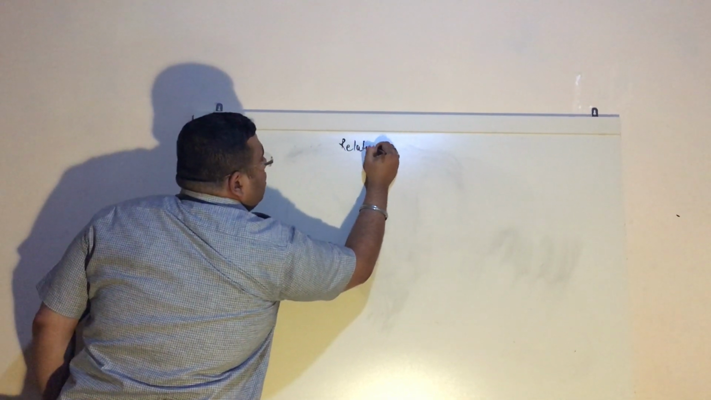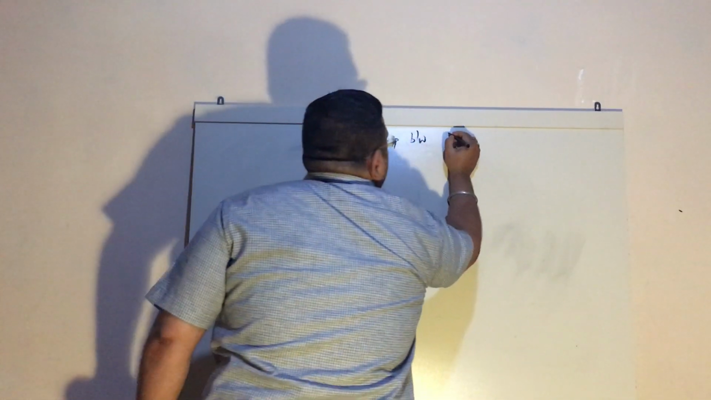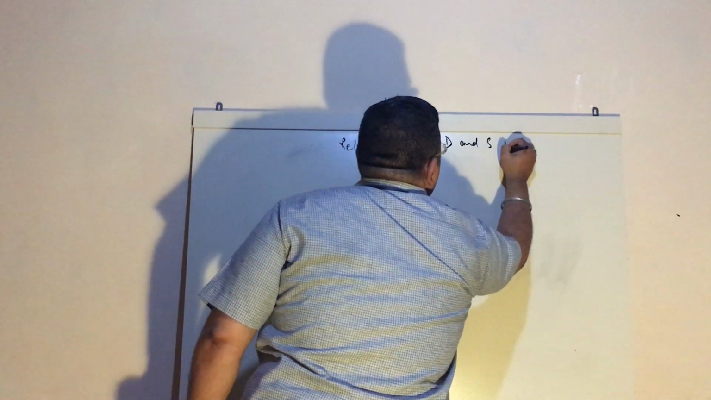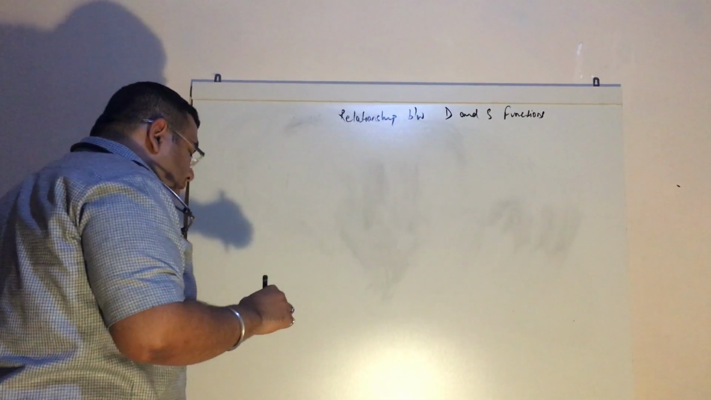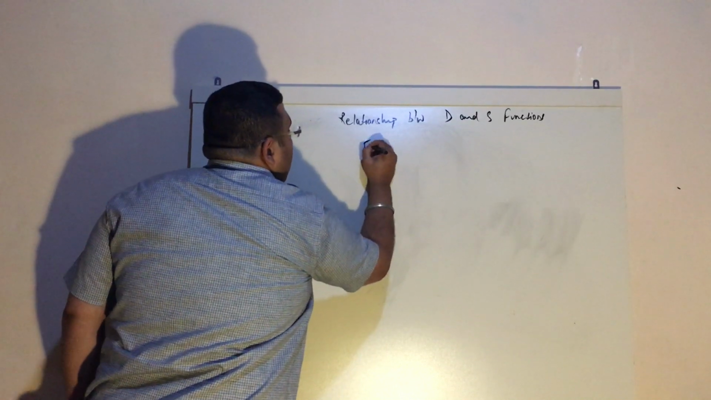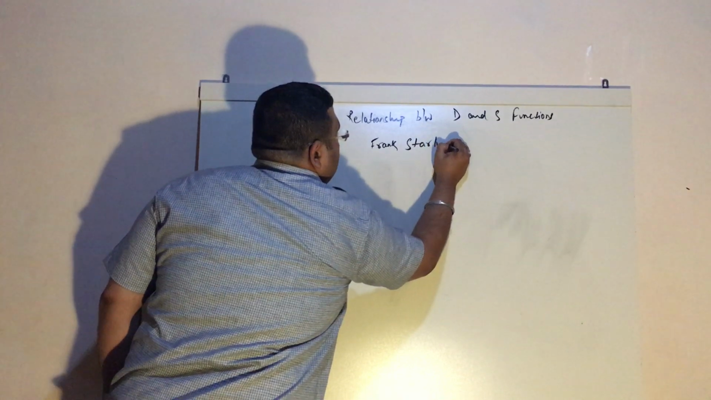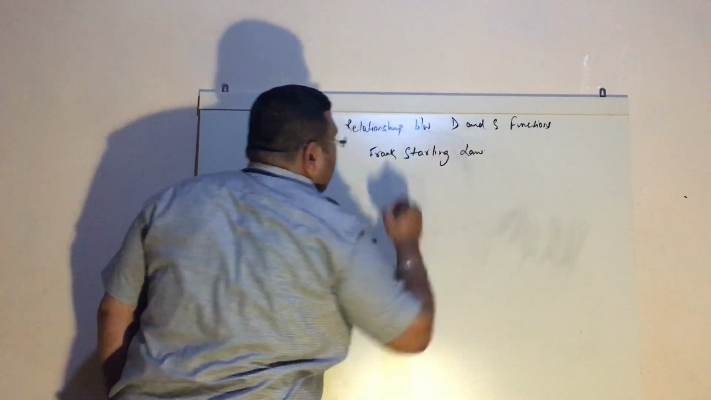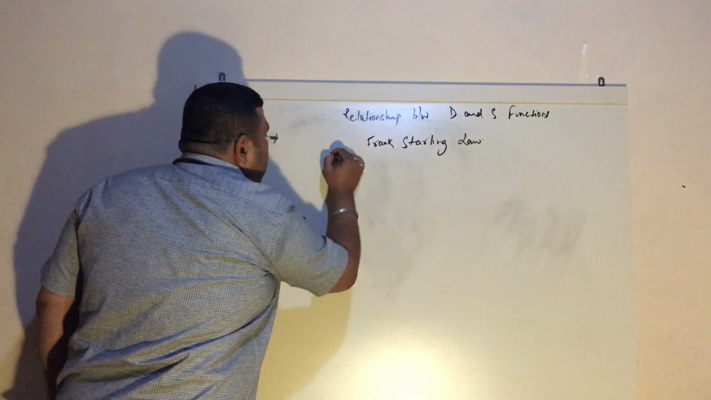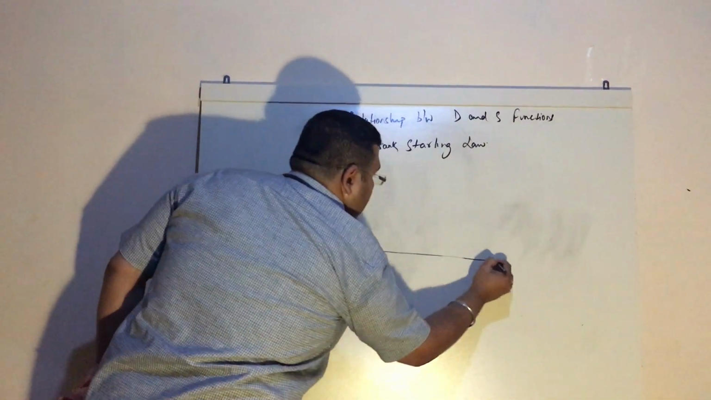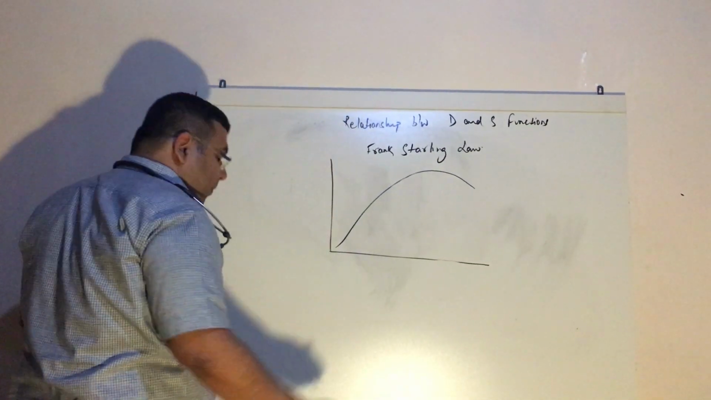Now there is a relationship between diastolic and systolic function, right? And this relationship is explained by a very well established law known as the Frank-Starling law, right? So what does the Frank-Starling law tell us? Basically, a graph should be plotted.